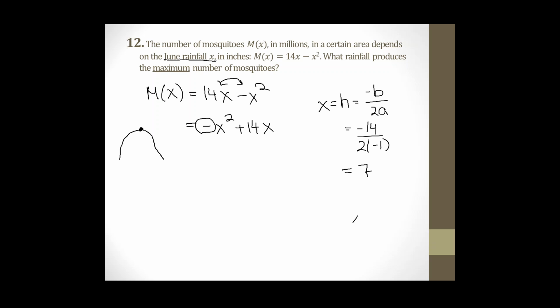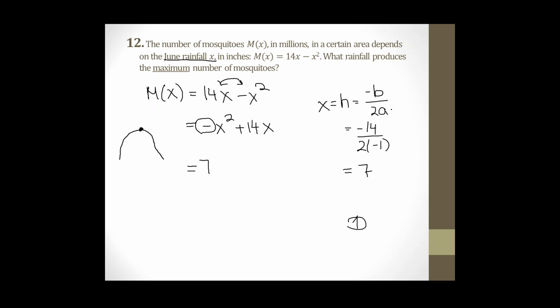So this would be my maximum x value. Now let me see if my question is looking for the x value or the y value. So it's looking for the number of mosquitoes, the maximum number of mosquitoes. So my x value actually represents the mosquitoes. So I should be done. And if you look in your booklet, that should be answer choice D.